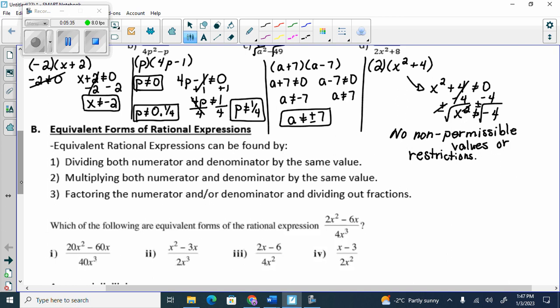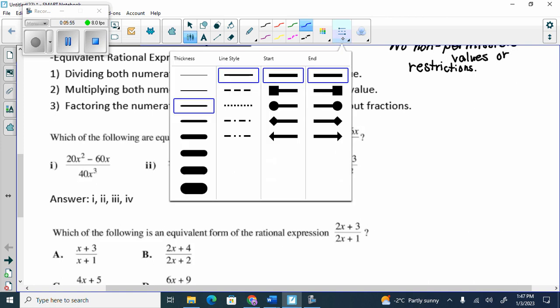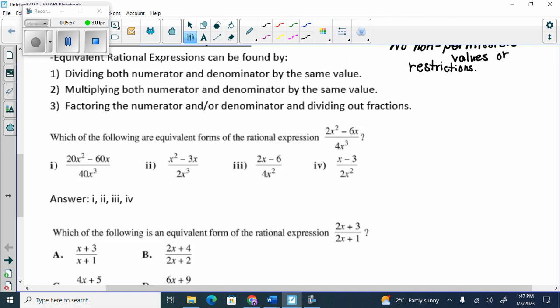Which of the following are equivalent forms of the rational expression? So, we have to see which of the following are. Now below I've given you answers to all of them, but we're going to prove why on here, and obviously, like I said, I want you to do it on your own anyways. So we have 20x squared minus 60x. Let me change my color to blue. It's more noticeable. And I want to get it to be equal to this expression.